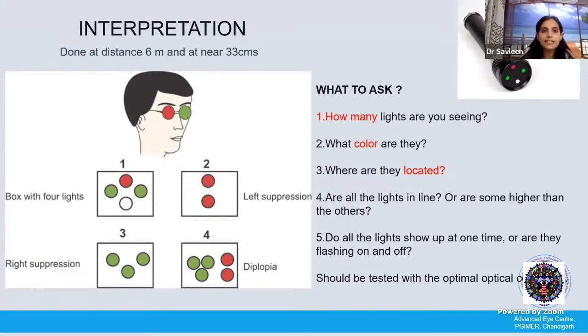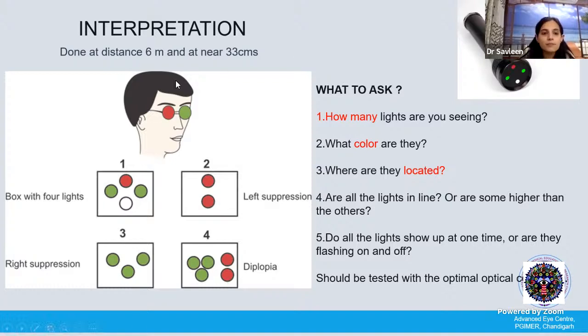So you practically do it at 2 distances, the 6 meter and at 33 centimeter. And you put red, green, and you ask the patient how many lights they are seeing, what color lights they are seeing, and how they are located. These 3 questions are the most important. So you see this is being done at distance, and this is how a near torchlight looks. And we should always do these tests with the optimal correction of the patient, that is, make them wear their glasses and then over the glasses use the red green.